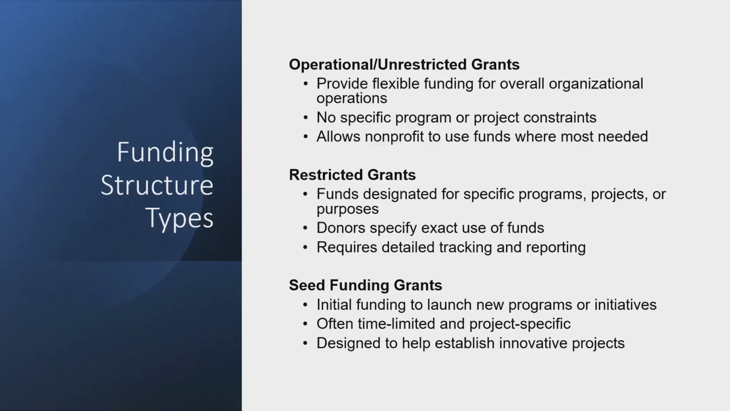Nonprofits receive funding through several key structures. Operational or unrestricted grants offer flexible support, allowing funds to be used wherever they need most, without program constraints. In contrast, restricted grants are earmarked for specific projects or purposes, requiring detailed tracking and reporting. Lastly, seed funding grants provide the initial boost to launch new programs or innovative initiatives. These are often short-term and designed to help organizations test and grow new ideas.